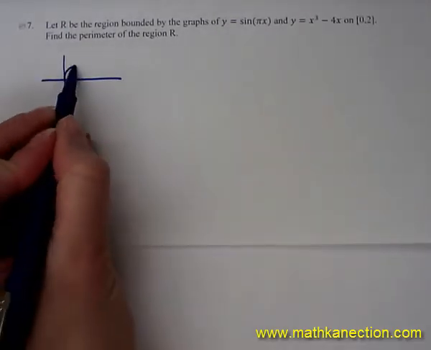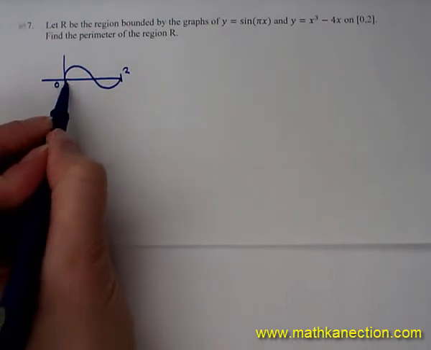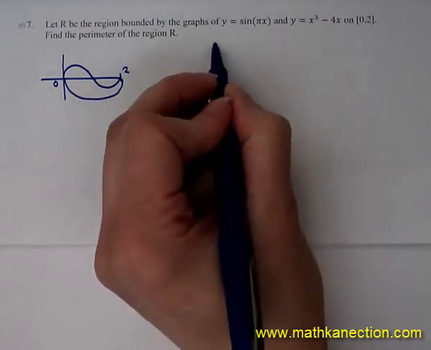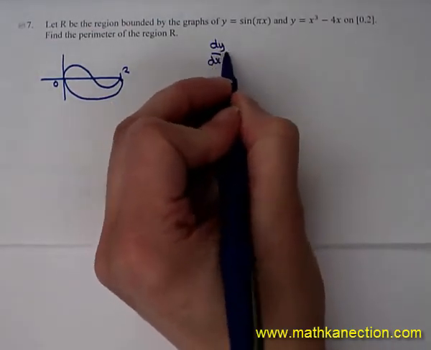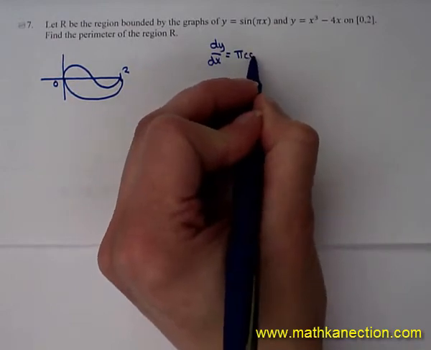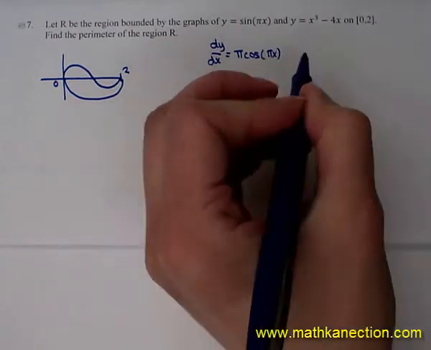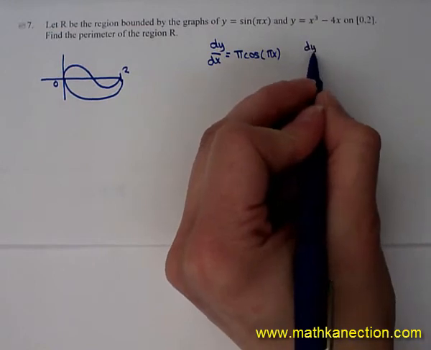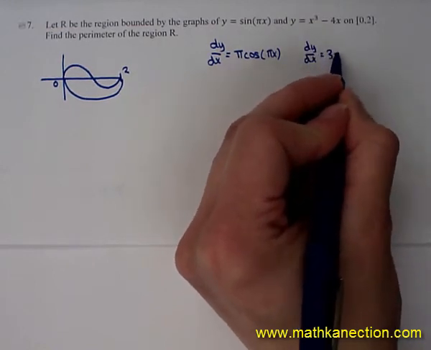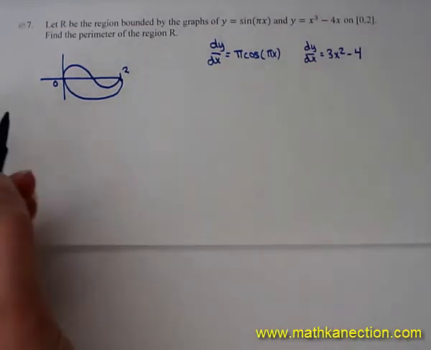So in this problem, we're looking for the perimeter. We have a function sine of pi x, another function x to the third minus 4x. Taking the derivative of sine, we get pi cosine of pi x by chain rule. Taking the derivative of the other function, we get dy/dx is equal to 3x squared minus 4.